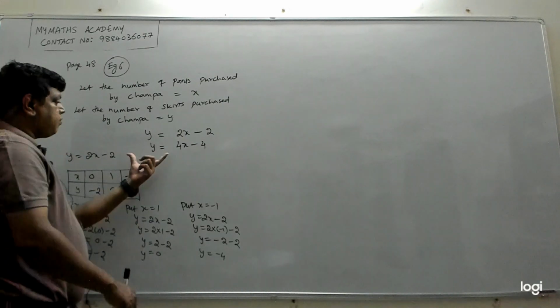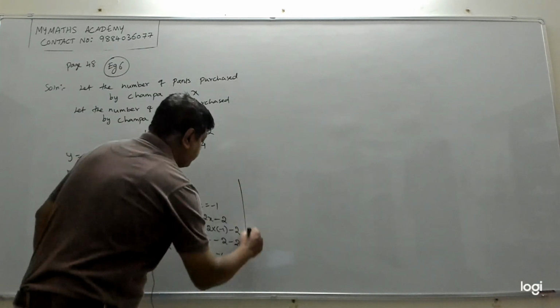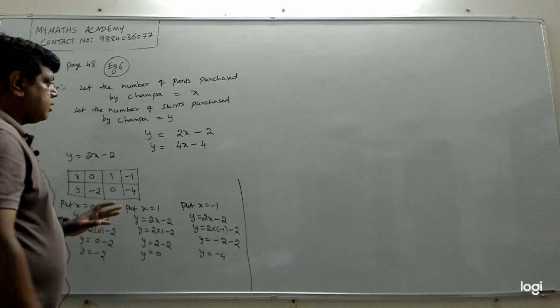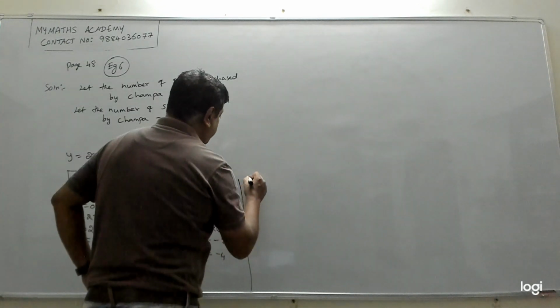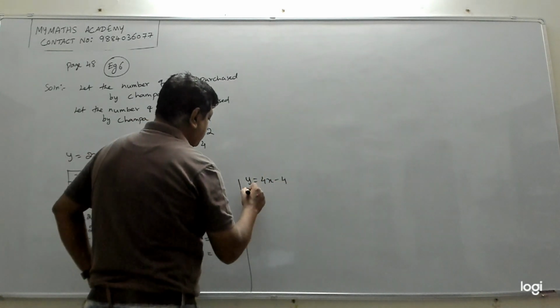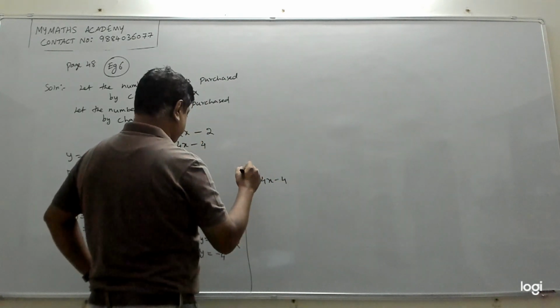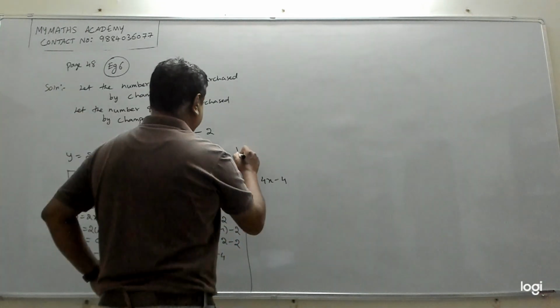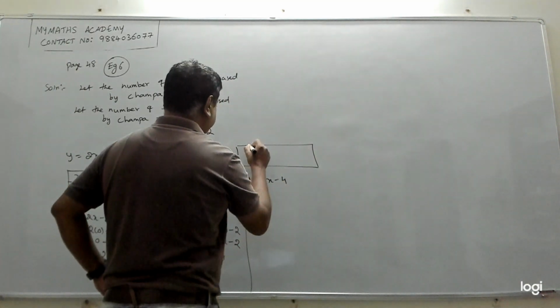Similarly, we should draw the graph for this one. We have to take the points for this. Then we will go to the graph. So what is this? y equal to 4x minus 4. Now I'll put the box here. Put the box first. I'll put the box here for this.